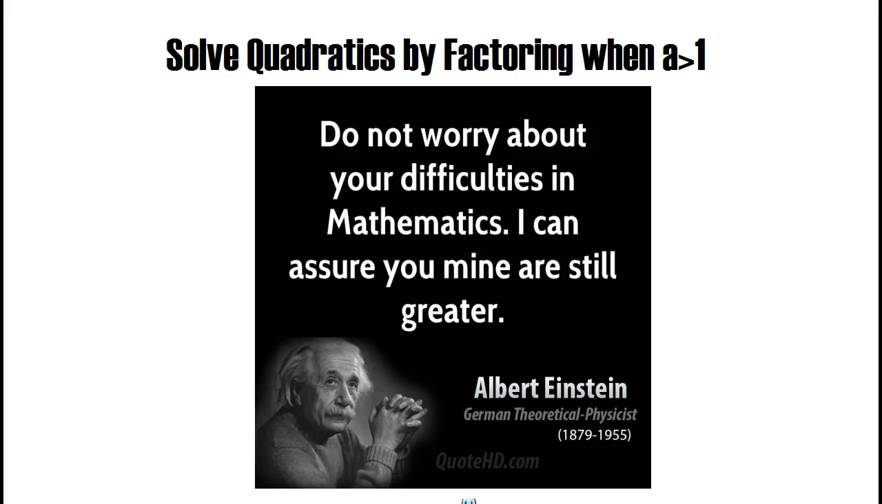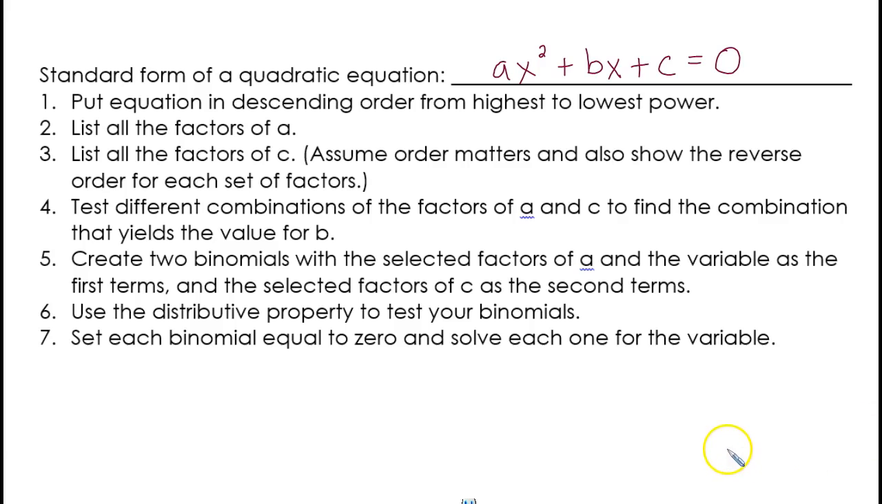Today we are going to talk about how to solve quadratics by factoring when a is greater than 1. So in the last few videos we've been dealing with situations where a equals 1. Remember in our ax squared plus bx plus c equals 0, we're talking about what's called the leading coefficient. When we say a is greater than 1, we mean the number in front of the x squared part. So let's get started. We're going to do a few examples today, but let's look at the rules first.